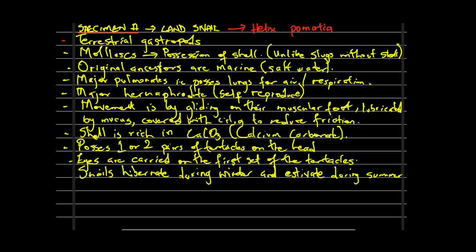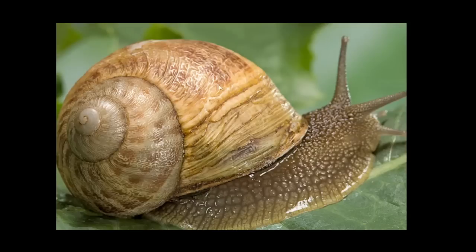So these are the things that we have for specimen A, which is the land snail. If you look at this, this is an example. This is how the snail looks. And peradventure you are asked to draw or to label what the shell looks like, what the snail looks like, this is what you are expected to do.